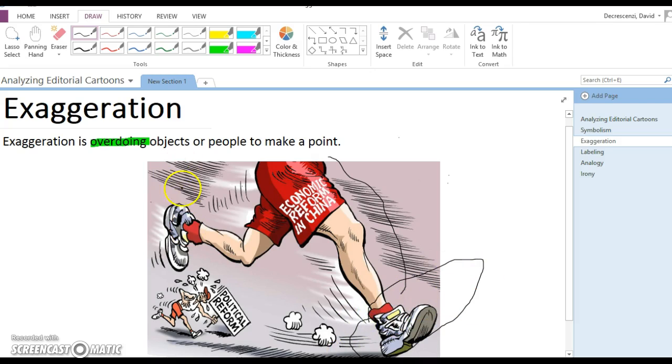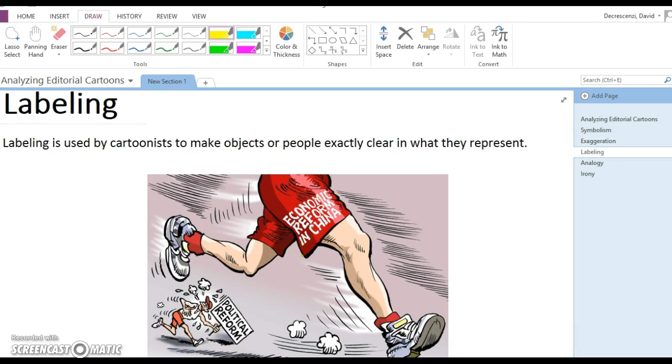If we look at the second runner down here, we can see that he is much smaller, and we can also see that there is a look of despair on his face. So these are the 2 things that the cartoonist has used here in this editorial cartoon, demonstrating the technique of exaggeration. The third technique that an editorial cartoonist might use in making editorial cartoons is known as labeling.